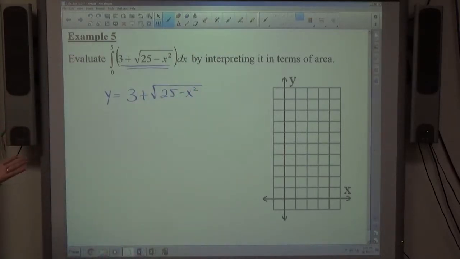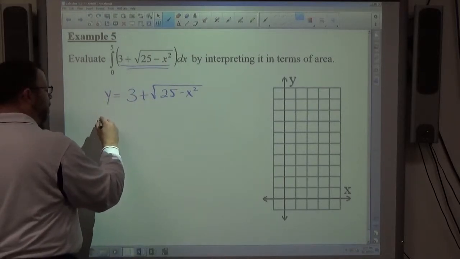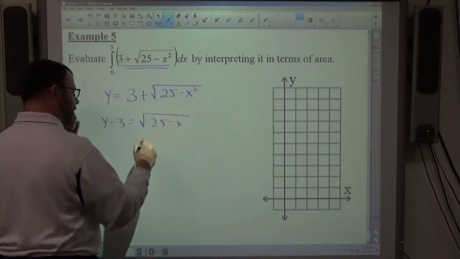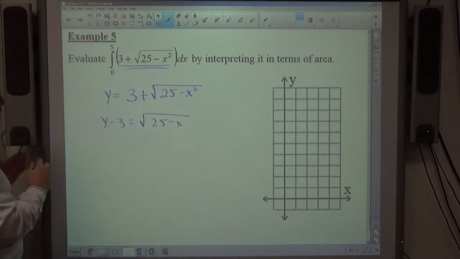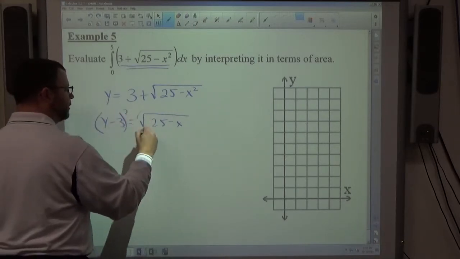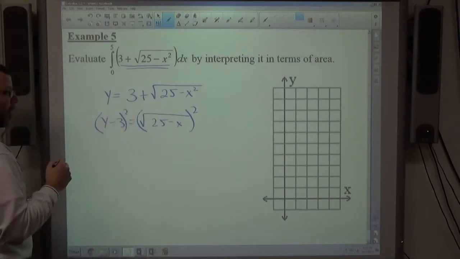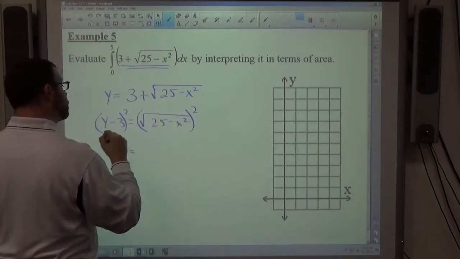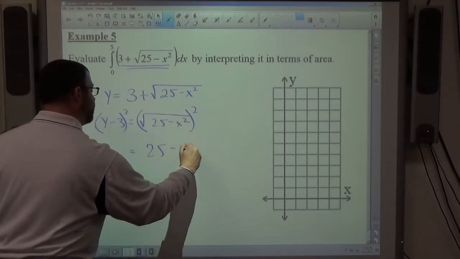So I have a square root in this problem, and typically when you have square roots in problems, it's better not to have a square root in the problem. So if I move the 3 over, I'm going to get y minus 3 is equal to the square root of 25 minus x. If I then square both sides, with the intention of getting rid of the square root, the square root of 25 minus x squared is going to be 25 minus x squared.